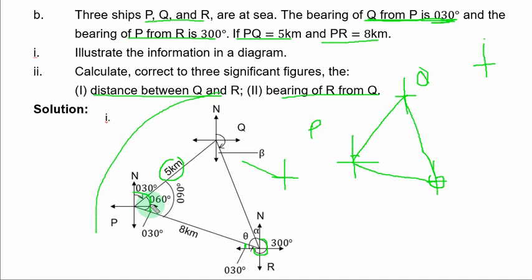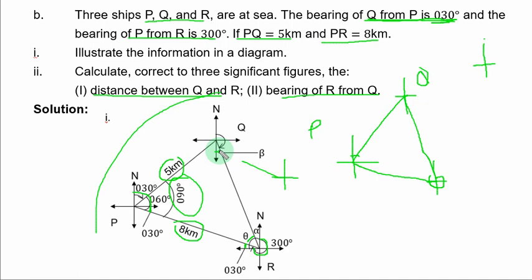So that 60 plus this 30 becomes 90 degrees. Distance between P and R is 8 kilometers. You have it there. So we have this angle is needed along the line, so we label it theta. Here is alpha, and this angle is beta. So that is math figure 1.